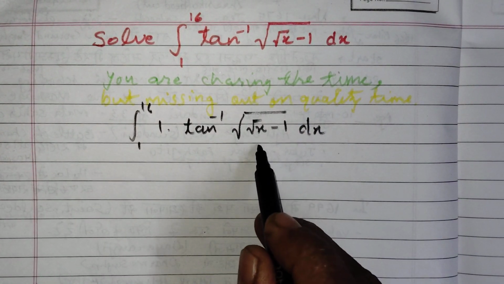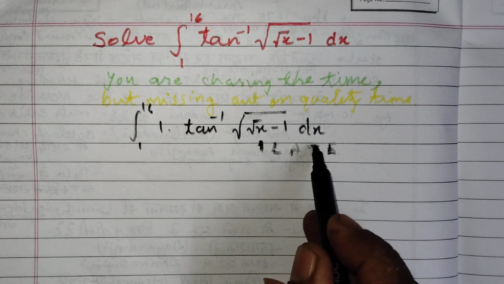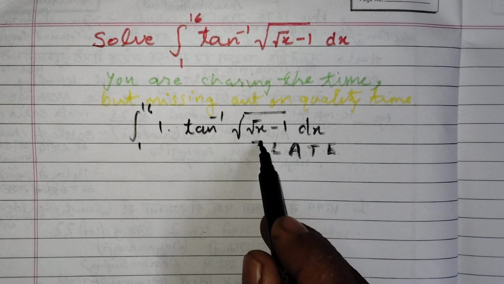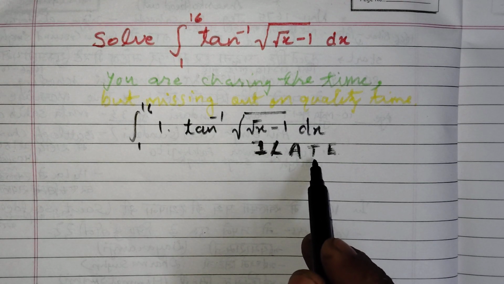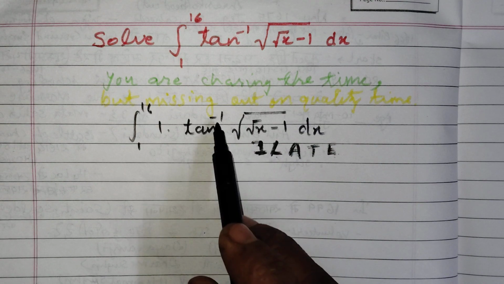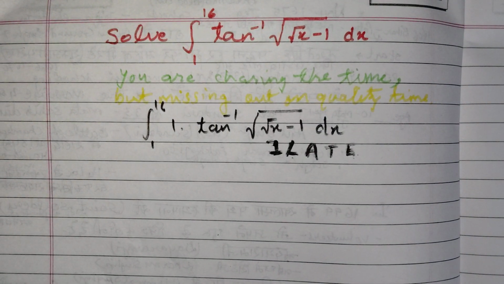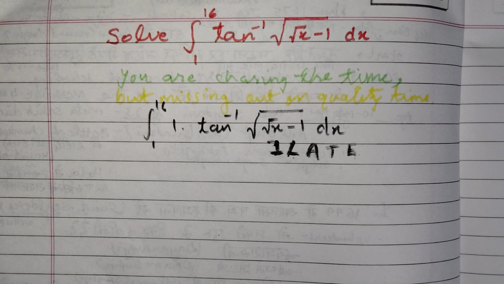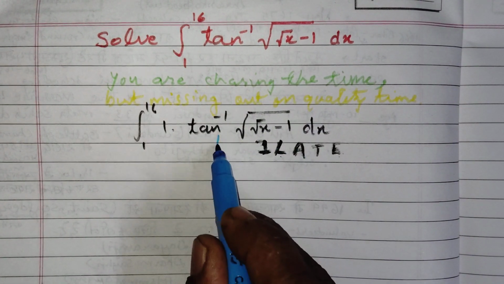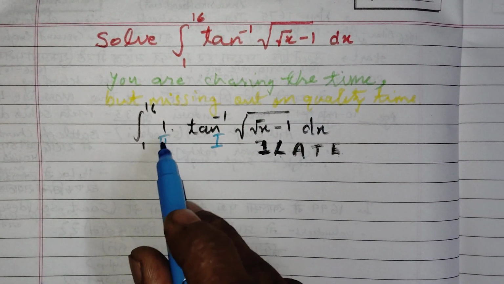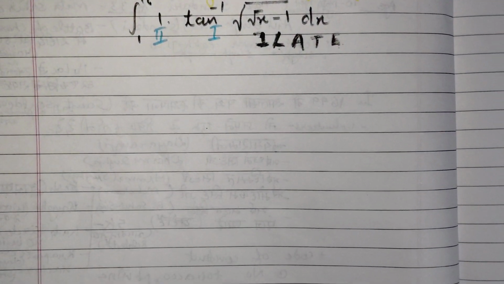The trick behind it is ILATE. I means inverse, L for logarithm, A for algebraic, T for trigonometric, E for exponential. Here we have tan inverse, so it is inverse trigonometry. So here we take inverse as the first function, and 1 as the second function. This is the trick for finding which one is the first function.